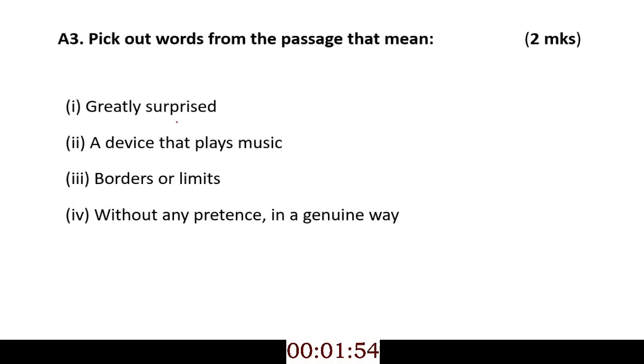So first one is greatly surprised. The second one is a device that plays music. The third one is borders or limit. And the fourth and the last one is without any pretense, in a very genuine way. In a genuine way. Try and do this. Find words from the passage. Use your textbook, of course. I'll see you in some time.